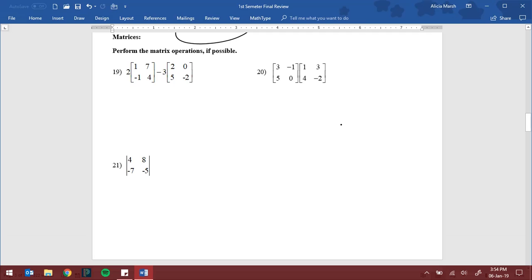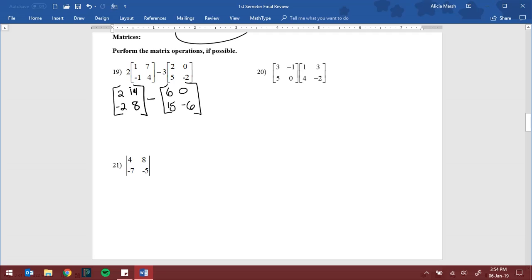Moving on to matrices. So, first thing I want to do, this is just adding and subtracting matrices, so I'm going to distribute a 2 into everybody. So I got 2, 14, negative 2 and 8, minus 6, 0, 15, and negative 6. Okay, just distributed the 3, I didn't distribute the negative.